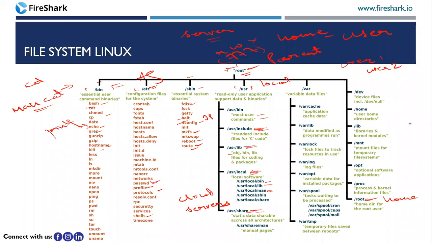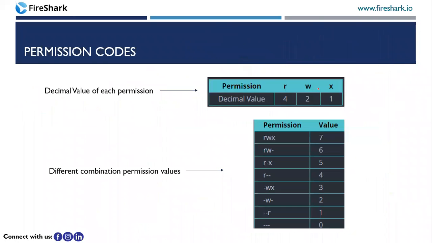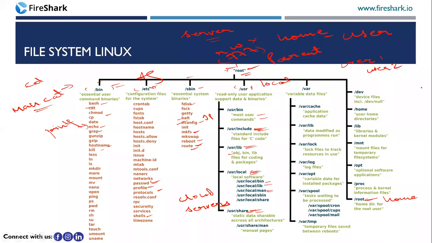Then we have the variable directory. The variable directory is all about saving variable data files, and also cache. Suppose a process is running, and suppose I'm currently running Firefox. What happens is that this process is running, so we have some cache data also, because when that process comes into the RAM for execution, it will have some cache data also.